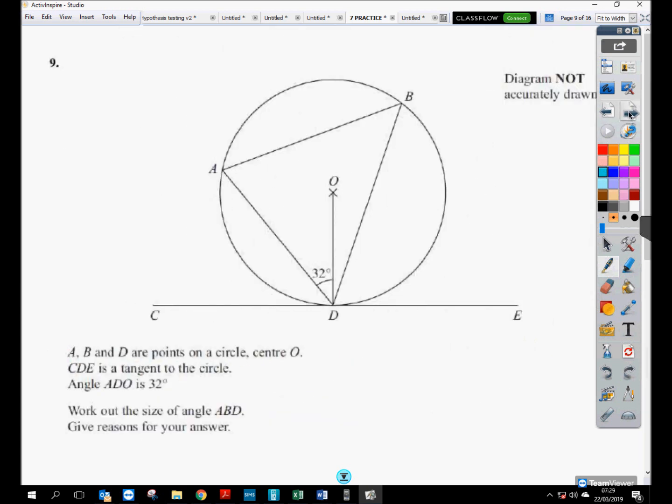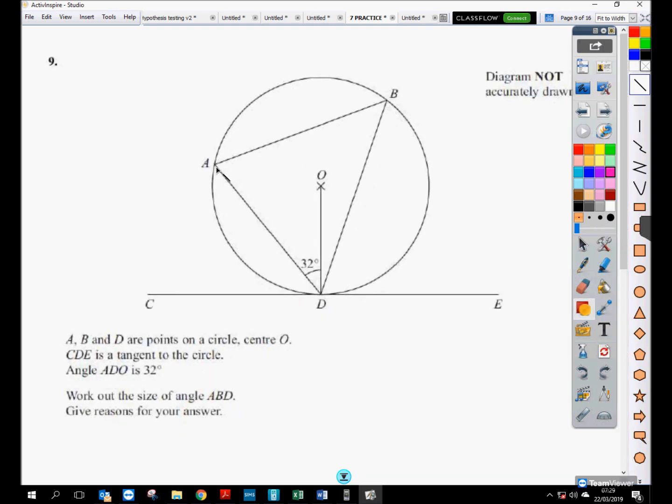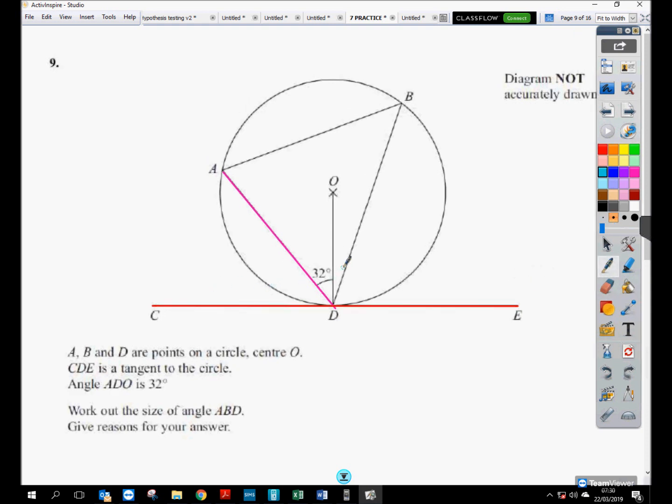Okay, next question. Work out the size of angle ABD. Now, the first thing I notice when I look at this question is the fact that there's a chord there and a tangent. There is a rule in circle theorems which is very useful when you have a chord and a tangent, because the angle between the tangent, which is the red line, and the pink one, the chord, angle between the tangent and the chord is equal to the angle in the alternate segment.